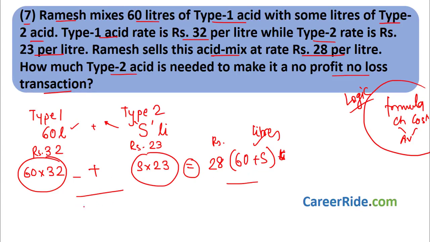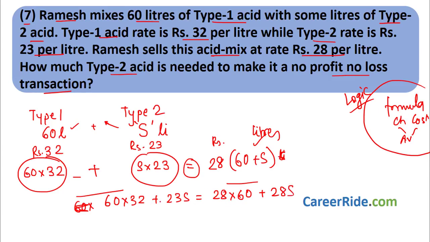Let us see what the answer is. This is 60 into 32 plus 23S would be equal to how much? Again, let's write it over here: 60 into 32 plus 23S would be equal to 28 into 60 plus 28S. No need to calculate this.